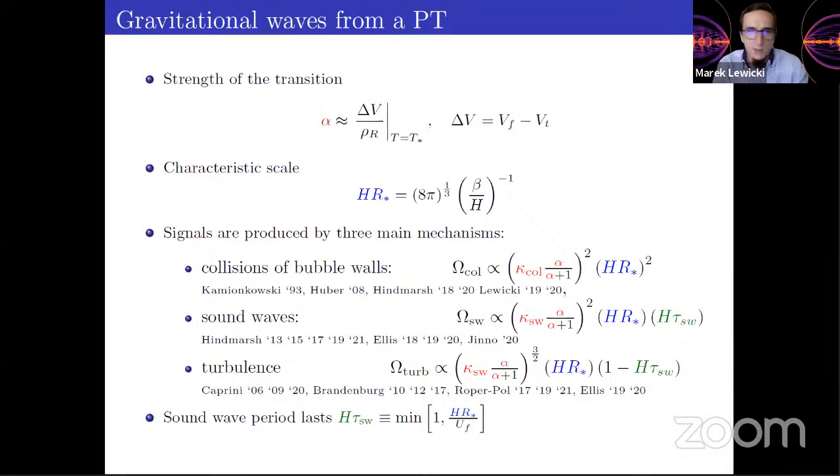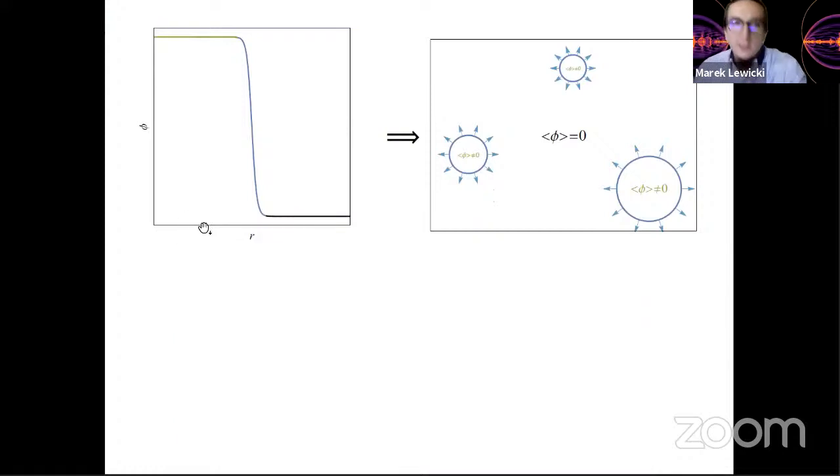Okay, but as was also mentioned in the talks before, there are a few main possible sources of gravitational waves that people have looked into. The oldest one actually is collisions of bubble walls, but then more of the emphasis was put on plasma effects of sound waves and turbulence. I will actually try to talk mostly about the first one.